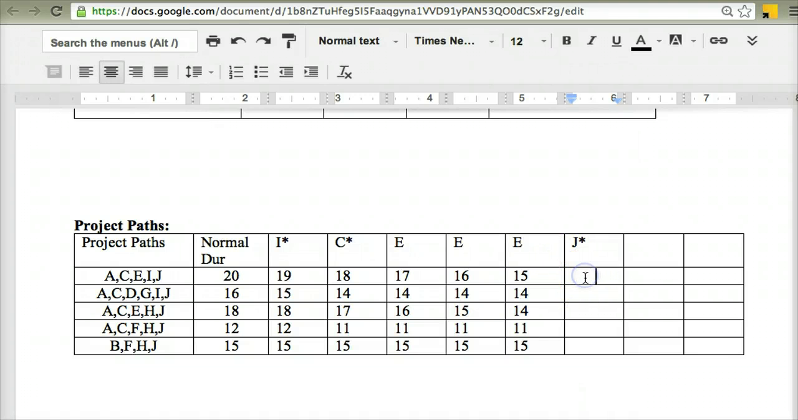J asterisk, J is on all of these different paths. So all of these different numbers here are going to reduce by 1. So 15 goes to 14, 14 goes to 13, 14 goes to 13 on that path, 11 goes to 10, and that last path, 15, goes to 14. So I have reduced the overall project duration by 1 day, because again, those two paths, this path here and this new critical path here, they're still the two paths with the highest durations.